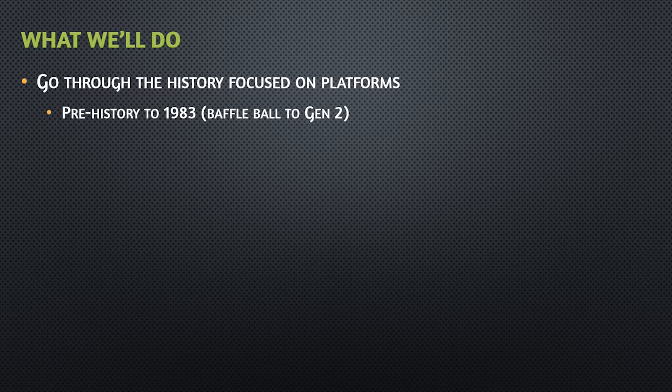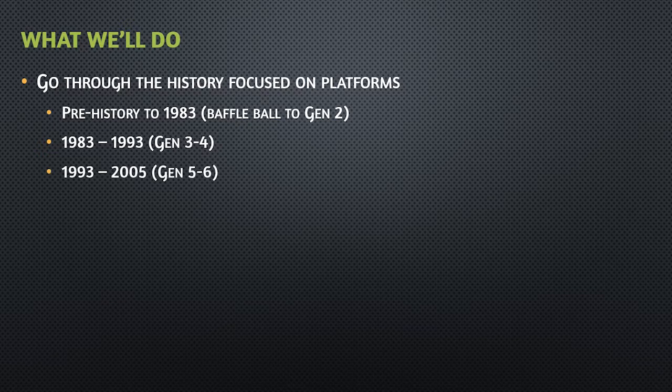We will be going from the prehistory to 1983 today, so Baffle Ball to what's called Generation 2. Then the next class will be 83 to 93, which is called Generation 3 and 4. These generations come from the consoles, and there's a lot of ways to slice and dice history, but the consoles is the easiest, most familiar way to do that. And so that's what these generations are, is generations of home consoles. Then we do 1993 to 2005, and that's Generation 5 and 6, and then 2005 to today.